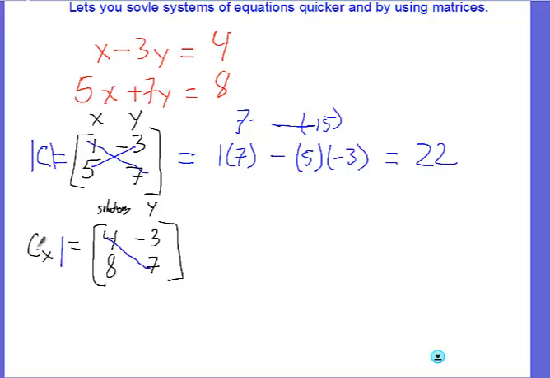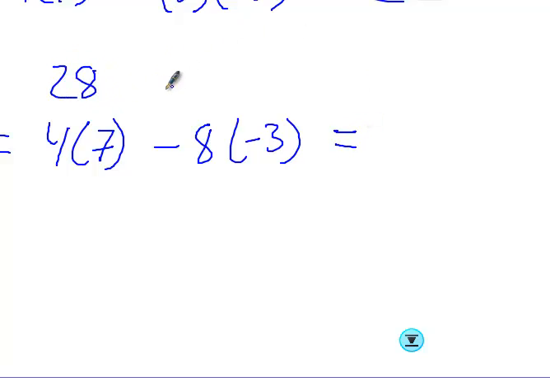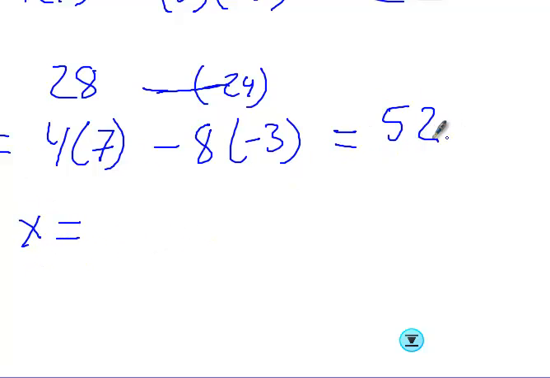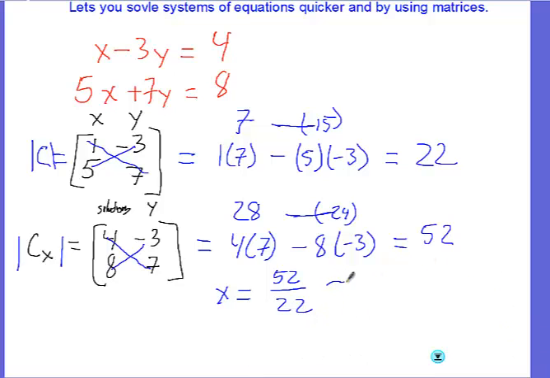So the determinant of this is going to be equal to 4 times 7 minus 8 times negative 3, which is going to come out to 28 minus negative 24, which is going to be a plus, so it's 52. For the x variable, you take this determinant of 52 and you divide it by the determinant of your coefficients. When you simplify, your answer is 2.5.